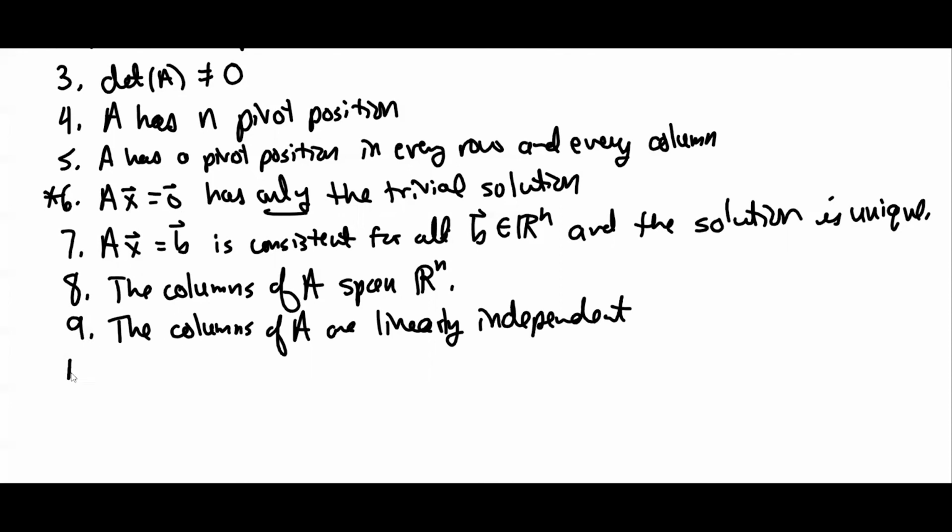Let's see, is there anything else? Oh, the transpose is also invertible. If it's square and it reduces to the identity, then when you take the transpose, it's still going to reduce to the identity and it's still going to be invertible.